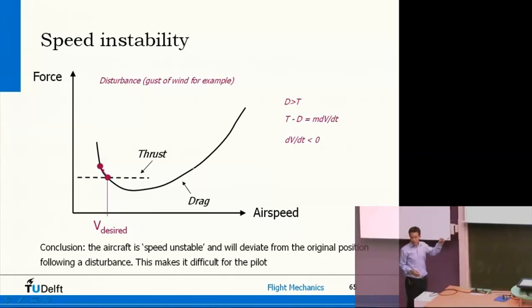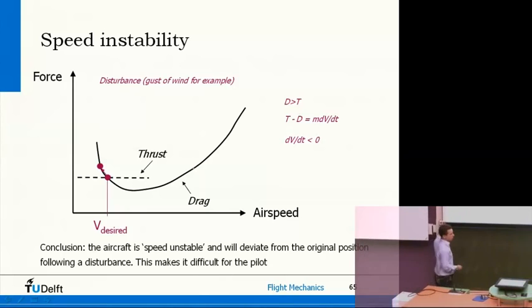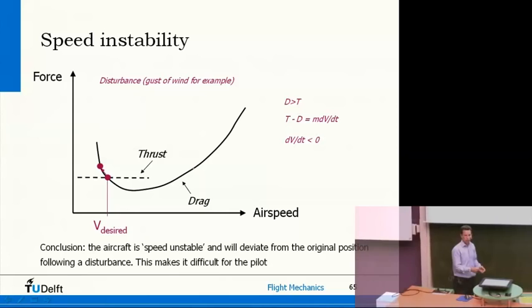Similarly, if you would increase the speed slightly, then the same thing happens. You can try it yourself, but the aircraft would start to accelerate. So if you increase the speed for whatever reason, then drag becomes less. You have the same amount of thrust because the pilot isn't doing anything, and therefore you have less drag than thrust, and you start to accelerate. So this is what we call speed unstable, and that's annoying for the pilot because that means he has to fly constantly.